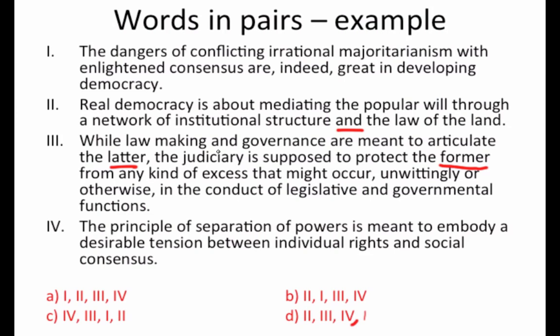So there have to be two things. One, which is protected by the judiciary, and second, which lawmaking and governance are used to articulate. What are these two things? Maybe they are there in the fourth statement. The principle of separation of powers is meant to embody a desirable tension between individual rights and social consensus. So these are the two things that we are looking for, which means that statement 3 has to follow statement 4, because that is the connection that we have found out because of former and latter.